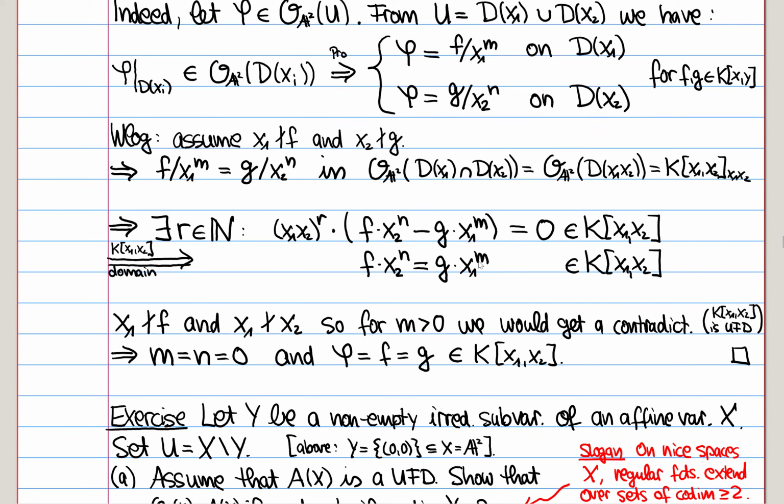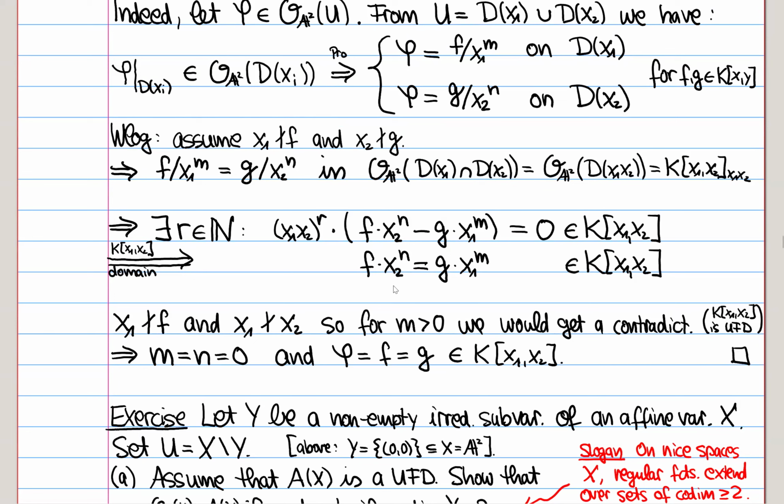And so we want to show that these denominators are actually 1. So we want to show m is equal to 0 and n is equal to 0. So assume m was non-zero. Then this product here would have a factor x1. So this would mean x1 divides, of course, this side, and so it also divides this side.